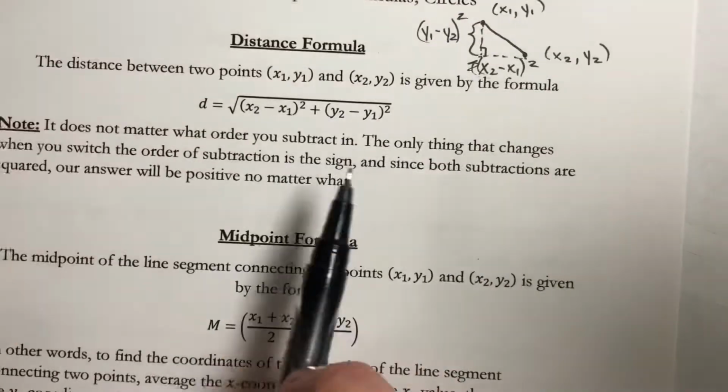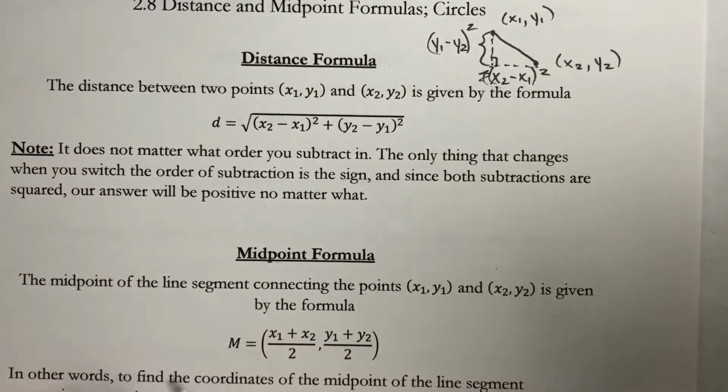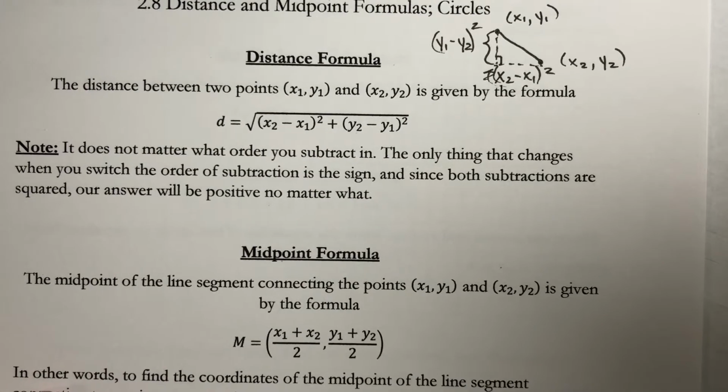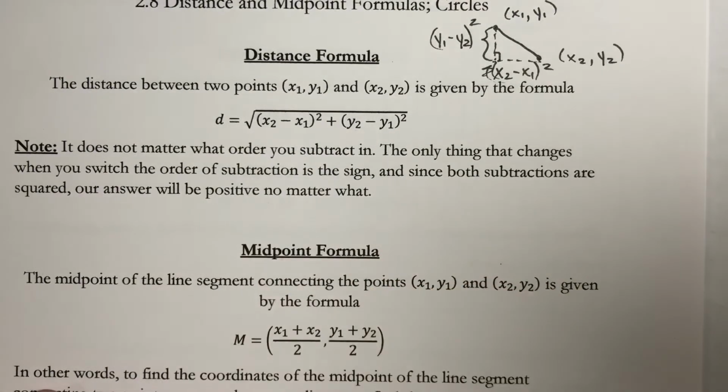And remember that it doesn't really matter what order you subtract in. If you change the order of subtraction, the only thing you change is the sign. But then when you square a negative, it becomes a positive. So it doesn't really matter what order you subtract in. So just subtract your x's, square it, subtract your y's, square it.